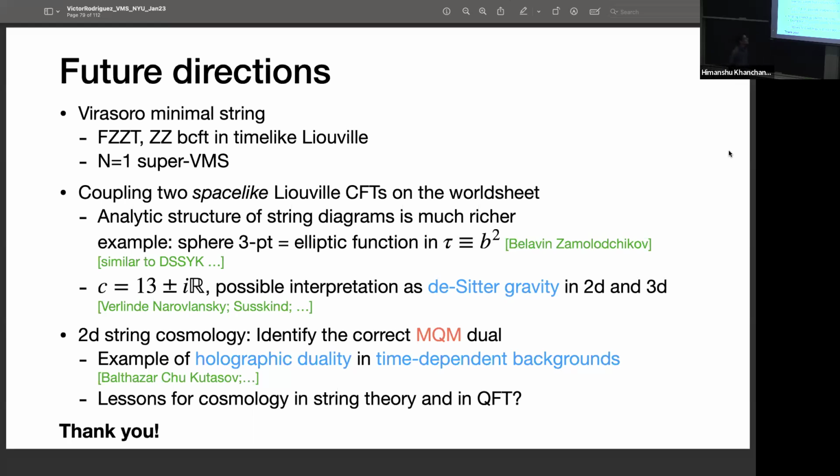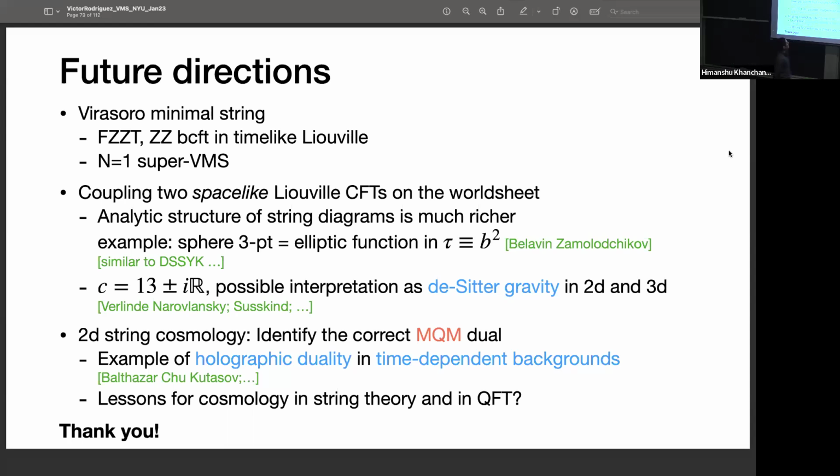Another one that is work in progress is, instead of coupling timelike Liouville CFT and spacelike Liouville CFT, you can just couple two spacelike Liouville CFTs. Of course, these necessarily have a complex central charge, so that you can get a vertical system with central charge 26.